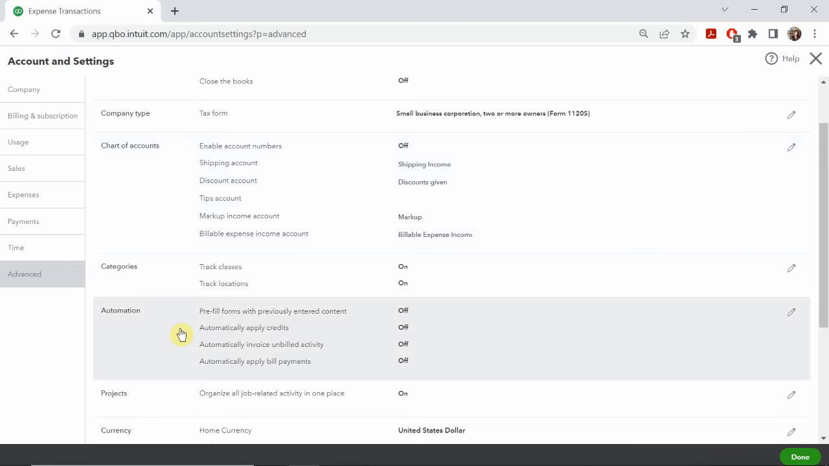So in this case, I made sure that all 4 options are turned off.